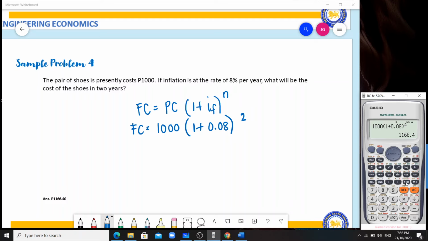Okay. So, yung pair of shoes na parehas ay after 2 years, 1,166.4 na siya. Okay. Mataas na yung presyo. Kung ngayon 1,000 lang, next 2 years, 1,166 pesos na siya. Okay. Next.